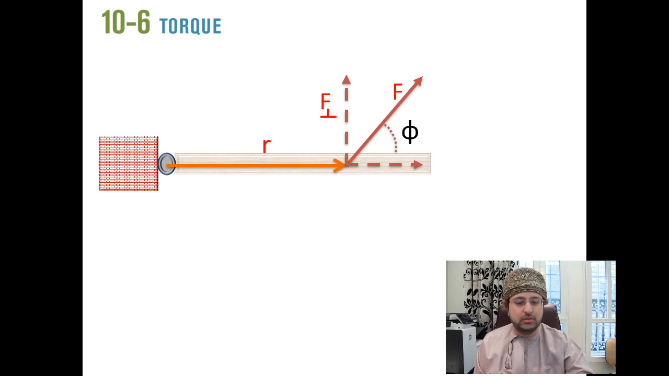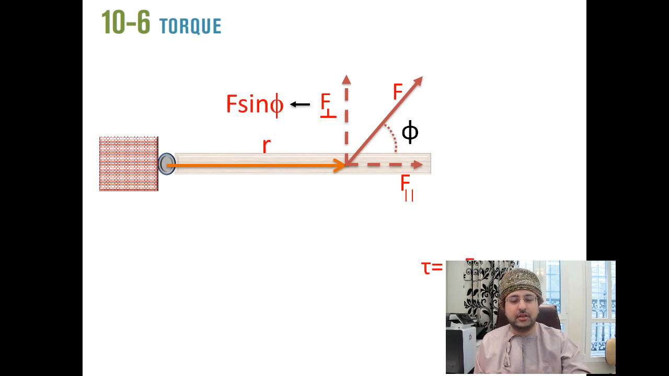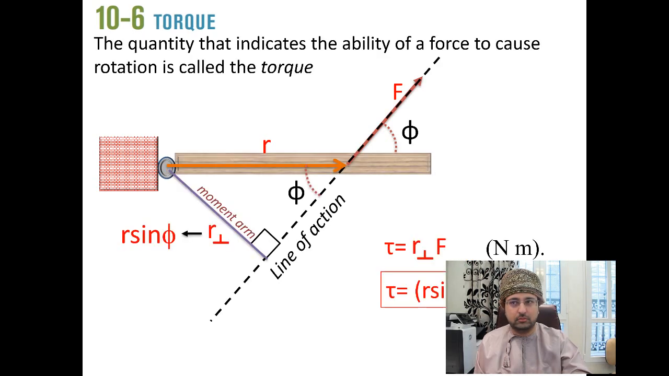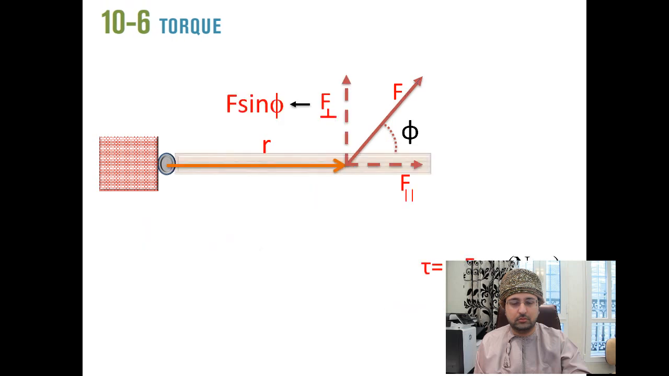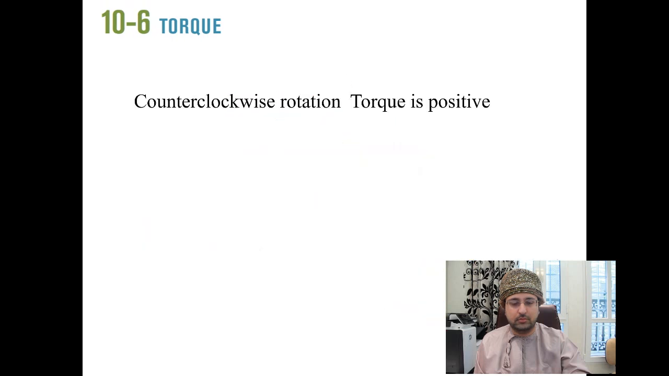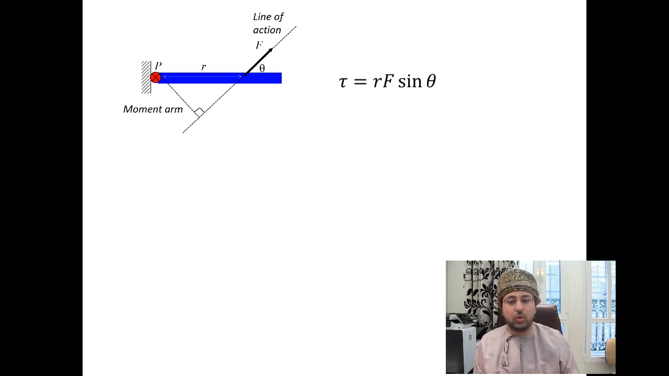Now, let's look at our force. We have force perpendicular and force parallel. Force perpendicular is F sine theta, parallel is F cosine theta, and my torque is r F perpendicular. What's positive, what's negative in torque? Just like with velocity, counterclockwise is positive, it's a good thing. Clockwise is negative.